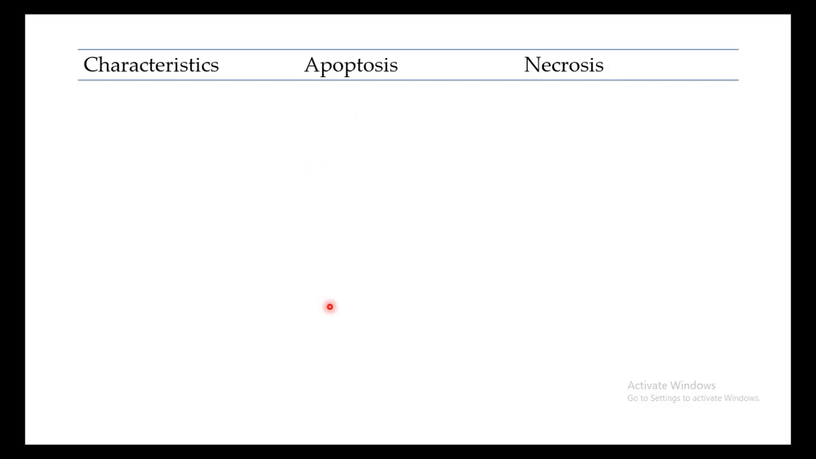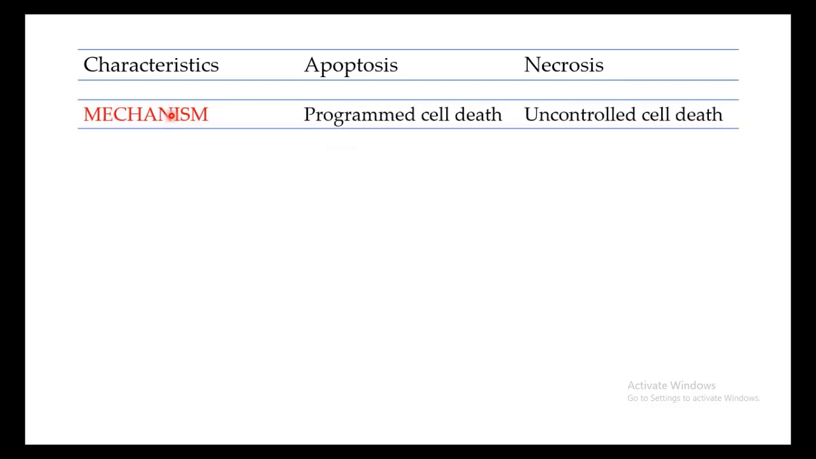So the first thing is, when you talk about the mechanism, apoptosis is a programmed cell death, while necrosis is an uncontrolled cell death. What I mean by that is that in the process of apoptosis, the cells that are not normally functioning are removed from the body in a programmed manner, while in case of necrosis, there is chaos.